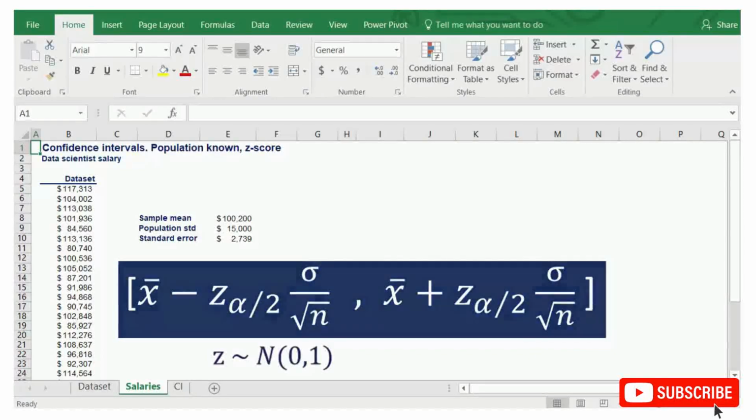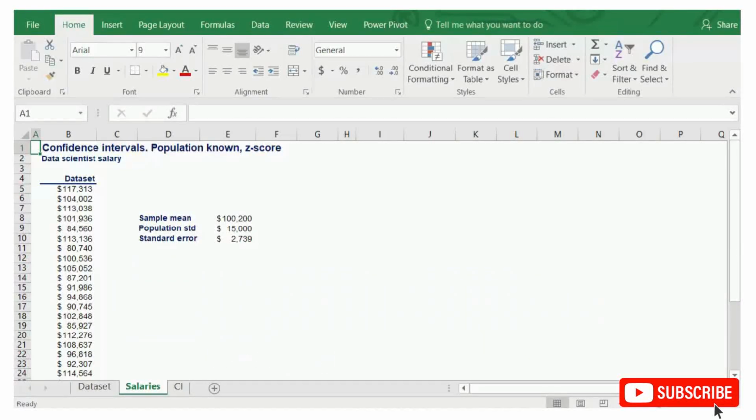Right. And what about alpha? This is the same alpha we had when we defined our confidence level. So, for a confidence level of 95%, alpha would be equal to 5%. Similarly, for a confidence level of 99%, alpha would be equal to 1%. It all falls into place now. Let's get back to our example.